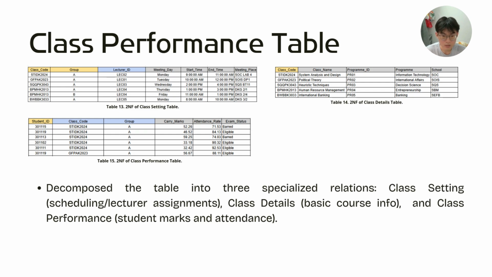The second table is the class detail. It's talking about what faculty the course belongs to, the course ID, and something else. And third is about the class performance. It's talking about the student marks and student attendance.